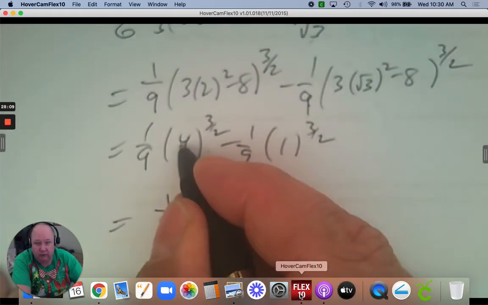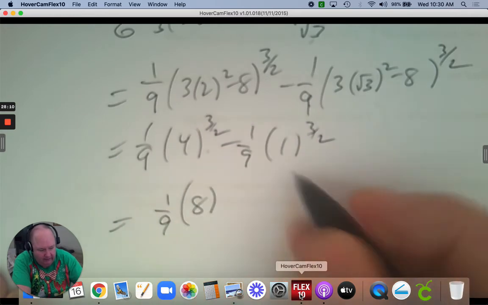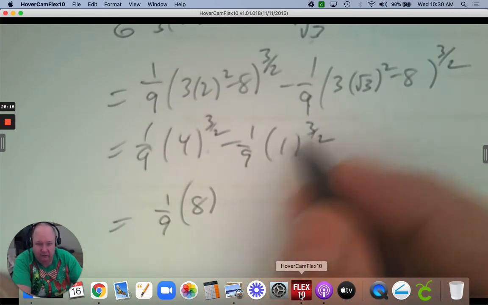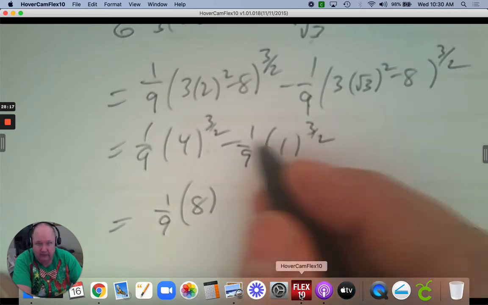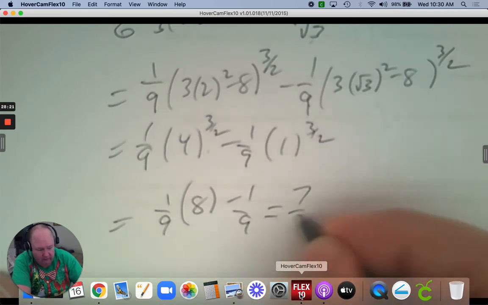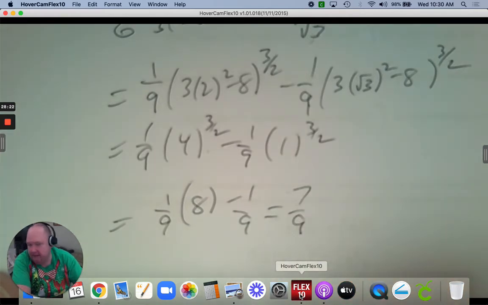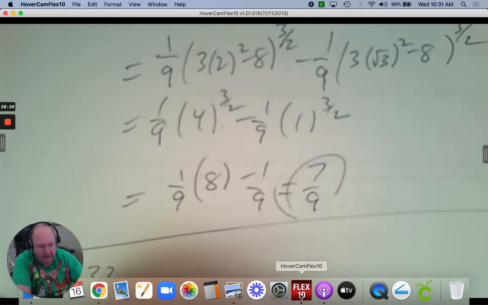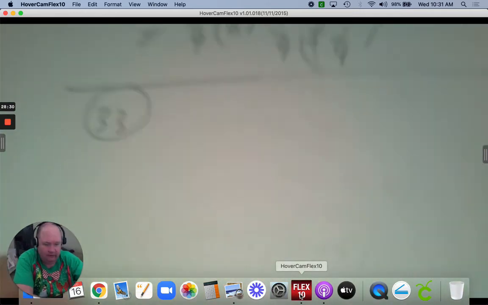So the square root of 4 is 2. 2 cubed is 8. Any number, any exponent. So 1 to any exponent is 1. So this is just -1/9. So it's 8 take away 1. So it's 7 over 9. Is that right? Yeah. So only necessary if it was multiple choice. That was just for fun. My idea of fun is different than your idea of fun.